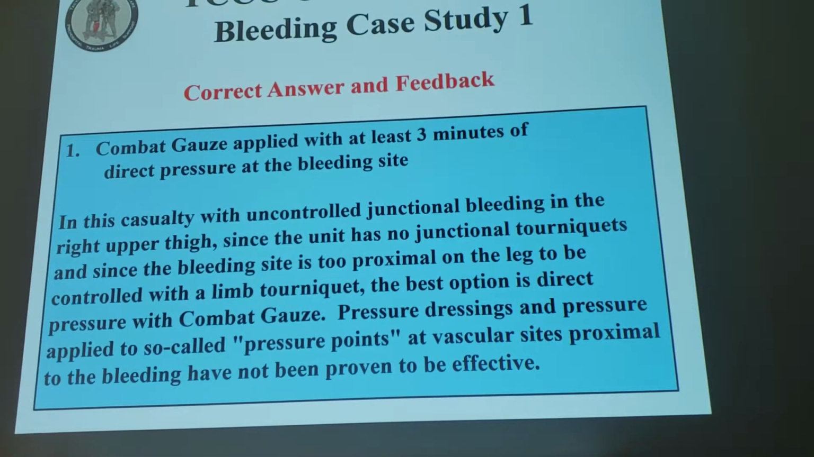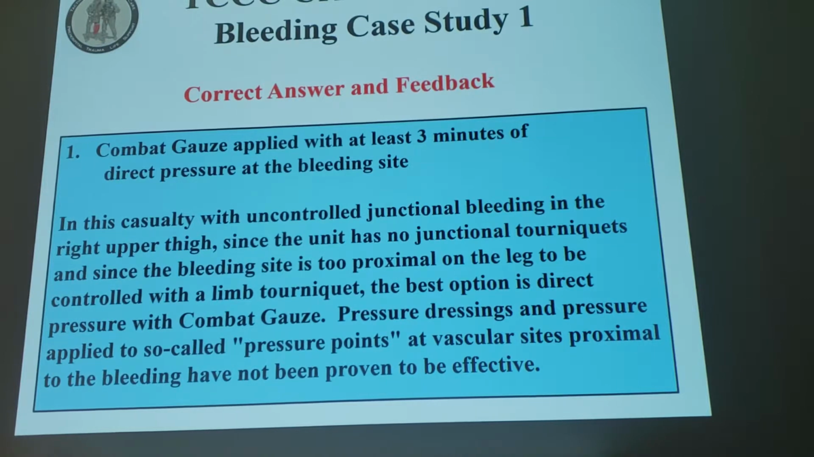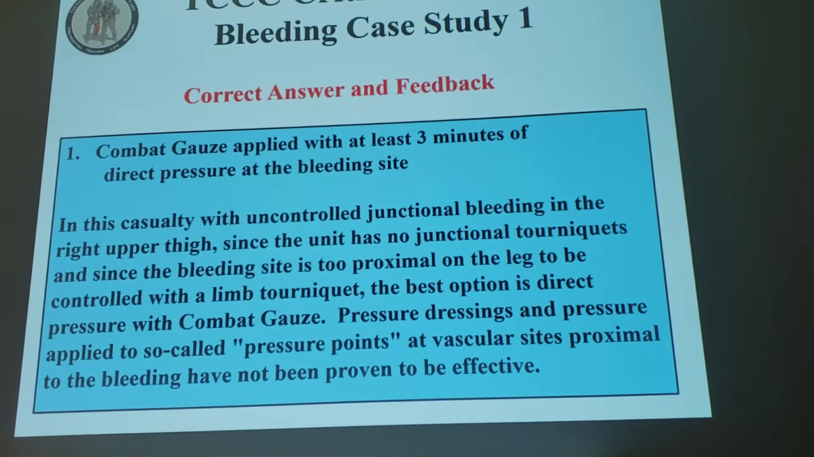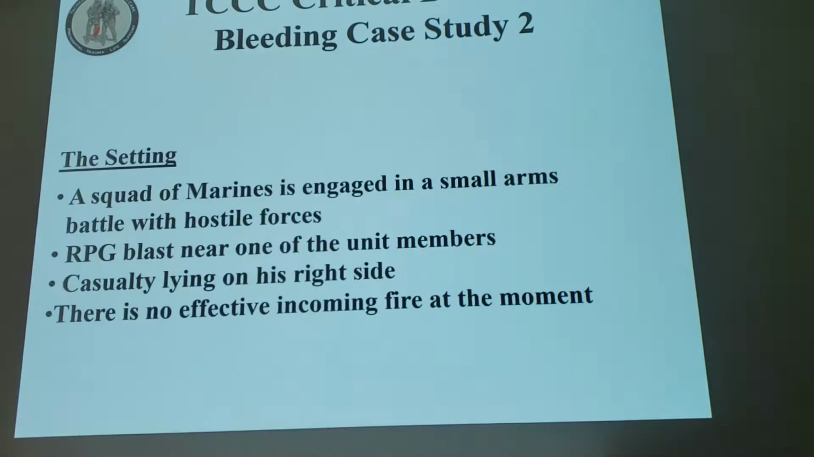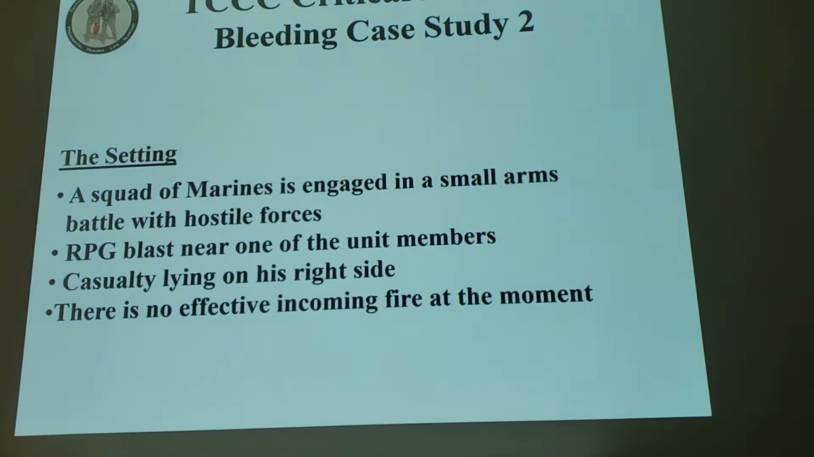Okay. So we understand where 4 could be correct, but we understand that the best answer is this one. Cool. The next scenario, the setting.